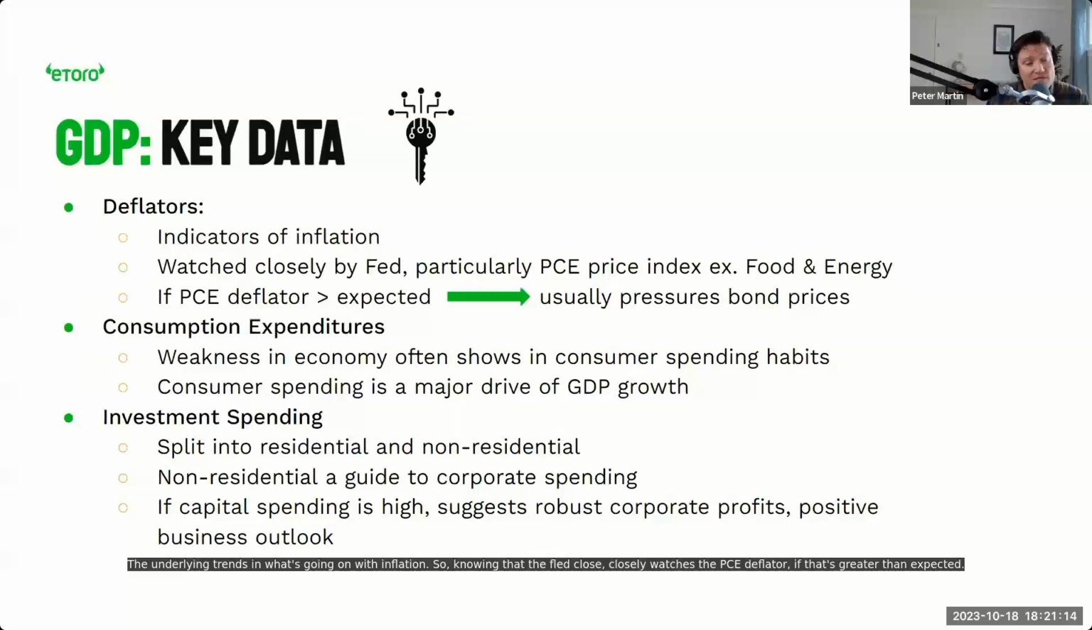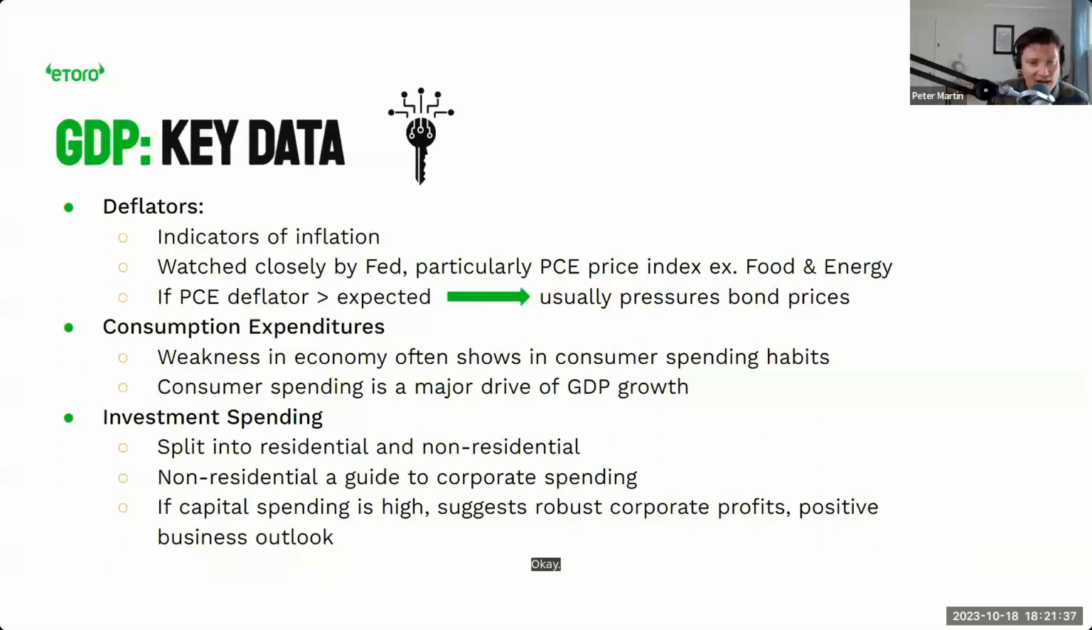So knowing that the Fed closely watches the PCE deflator, if that's greater than expected, generally speaking, that would usually pressure bond prices because it increases expectations of rate hikes. If rates go up, it makes bonds with their fixed yield or fixed coupon less attractive.